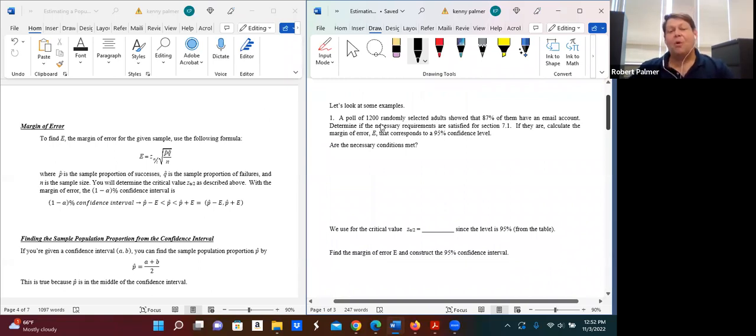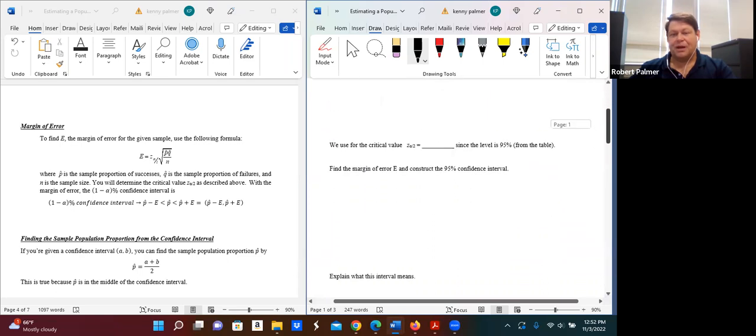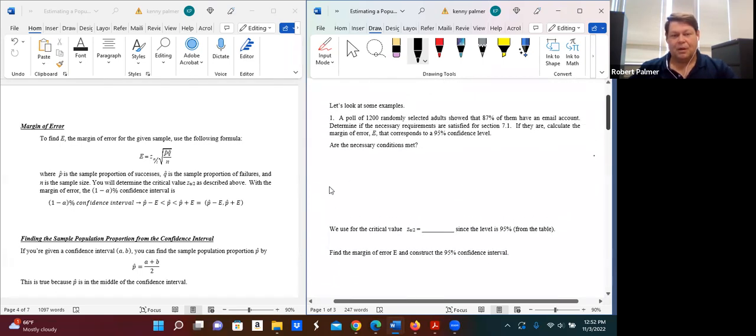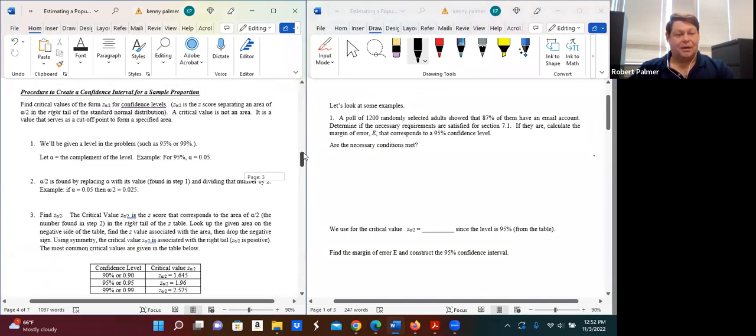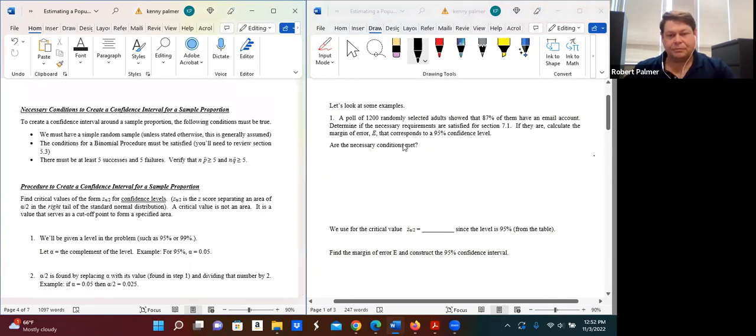So this is a good example. It says, a poll of 1,200 randomly selected adults, so there's a random sample, showed that 87% of them have an email account. Determine if the necessary requirements are satisfied for section 7.1, those binomial requirements that we mentioned. And then if they are, we want to calculate the margin of error E that corresponds to a 95% confidence interval. We're going to find the margin of error E, and then I'm also going to find the confidence interval. Okay. So first, let's take a look at those requirements again. Are the necessary conditions met? We have a simple random sample.